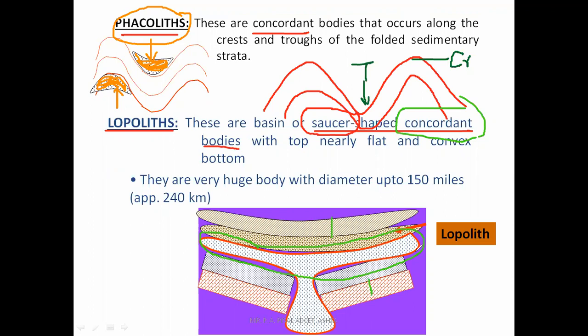आता याच्यामध्ये टॉप जो असतो तो nearly flat असतो. याचा टॉप सरफेस जर बघितला तर फ्लॅट असेल, आणि बॉटम जो असतो तो convex असतो. ओके. याच्या अगोदर लॅकोलिथ म्हणून आपण एक बघितलेलं आहे की ज्याच्यामध्ये याच्या अपोजिट होतं की टॉप convex होता, बॉटम त्याचा फ्लॅट होता. याच्यामध्ये अपोजिट आहे, टॉप फ्लॅट आहे आणि बॉटम याचा convex शेप मध्ये आहे. Okay. They are also very huge bodies having the diameter up to 150 miles, approximately 240 kilometers. खूप मोठ्या लेंथ वरती या बॉडीज तयार झालेल्या असतात. अप टू 240 किलोमीटर पर्यंत त्याची लेंथ असू शकते.